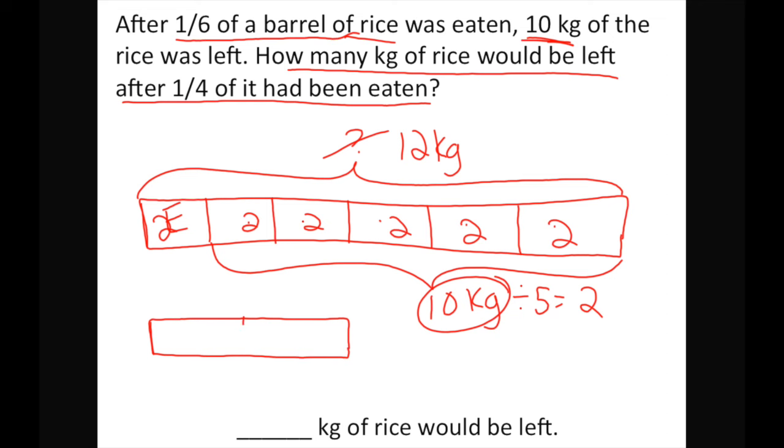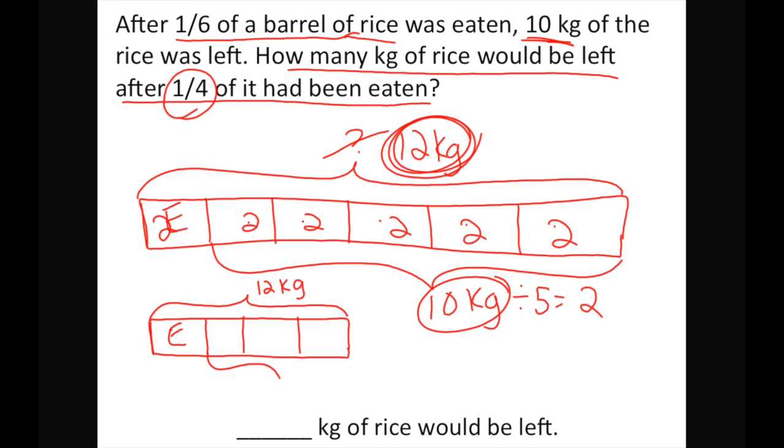I want to know how much would be left after 1/4 had been eaten. So I took a bar, I split it up into 4 parts because I now want to know what happens after 1/4 is eaten. I can label the whole, which is 12 kilograms. That's what I found out up here. And my question now is, what would be left over? I can use the unit method, which is 12 divided by 4, which equals 3, to figure out what each box is, to figure out that 9 kilograms would be left over.